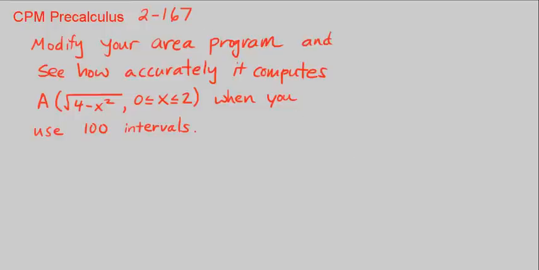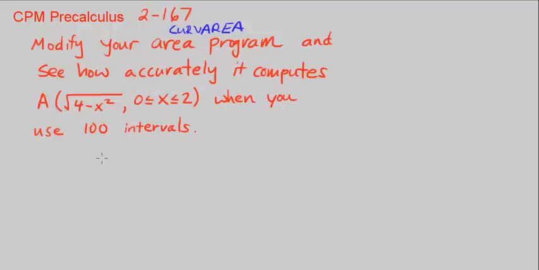This is CPM Precalculus Chapter 2, number 167. So here we're asked to modify our area program. We called ours curve area without the E because our program only allows 8 letters. Okay? And see how it actually accurately computes the area between our curve and bounded by 0 and 2.